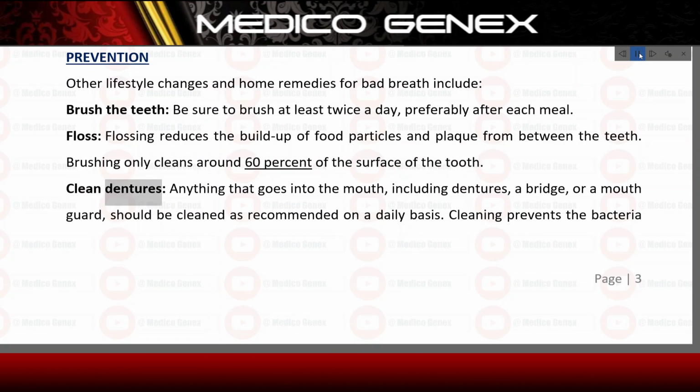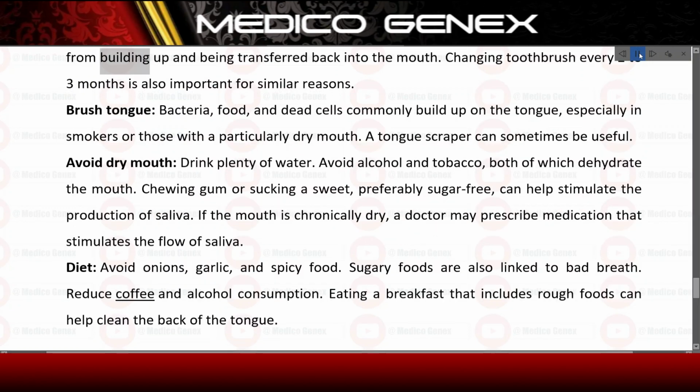Clean dentures. Anything that goes into the mouth, including dentures, a bridge, or a mouth guard, should be cleaned as recommended on a daily basis. Cleaning prevents the bacteria from building up and being transferred back into the mouth. Changing the toothbrush every 2 to 3 months is also important for similar reasons. Brush tongue. Bacteria, food, and dead cells commonly build up on the tongue, especially in smokers or those with a particularly dry mouth. A tongue scraper can sometimes be useful.